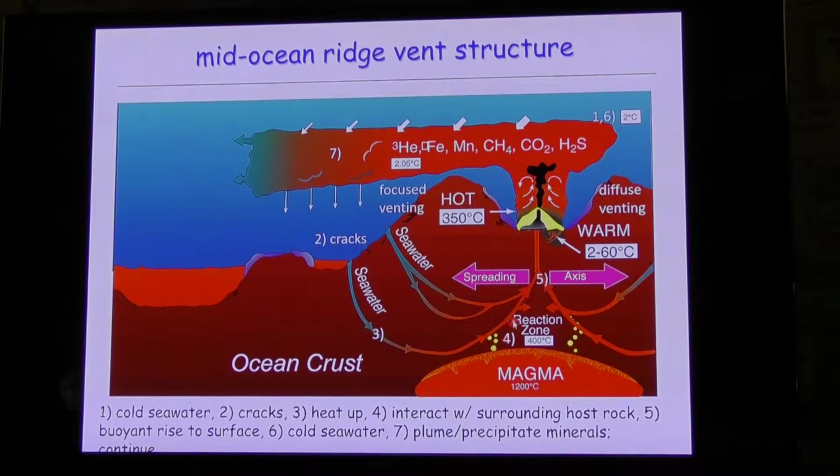And so the water will react and then move up buoyantly because it's now warm and hit the cold seawater again, and then it will form a plume and it will start to precipitate out different kinds of minerals, okay? And so you can have helium, you get iron, manganese, methane, CO2, hydrogen sulfide in these plumes, and then you get lots of different types of minerals as well as different gases, okay? And I'll pass around a sample in a few minutes showing you some of those minerals, but we'll go over them. Okay, so that's a very simplistic model for mid-ocean ridge hydrothermal vents.